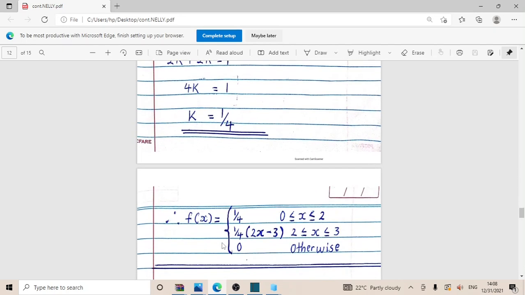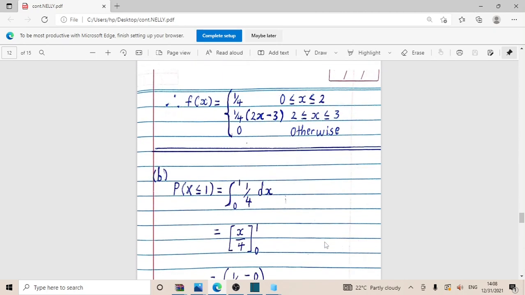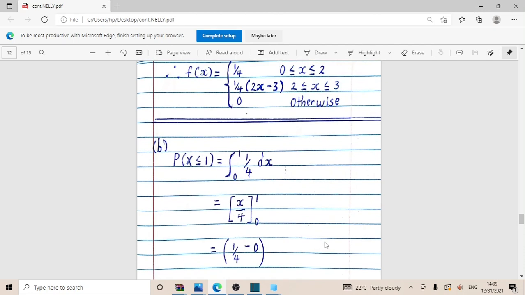So after doing that, now my function f of x will be equal to k, which is now 1 out of 4, and the k here will be 1 out of 4 into brackets 2x minus 3, and these will be their limits, 0 to 2 and also 2 to 3, 0 otherwise. So after doing that, I'll come to b. Now what is b saying? B is saying find the probability of x less than or equal to 1, which is equal to this.